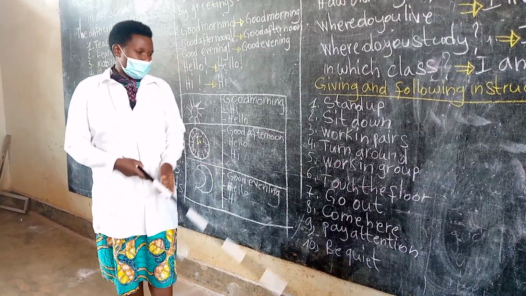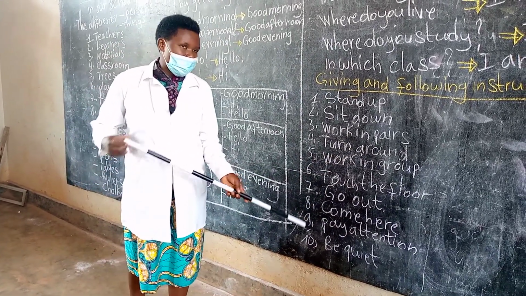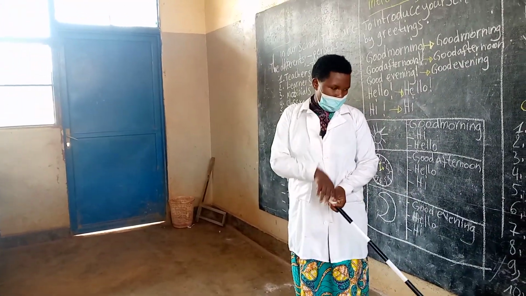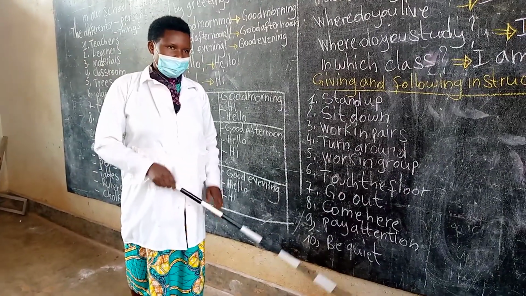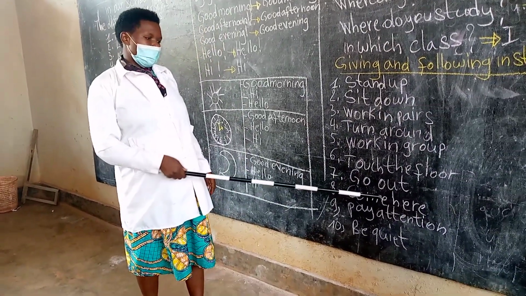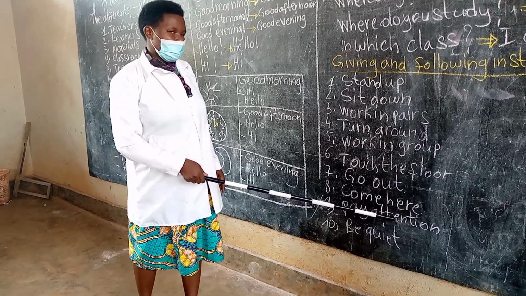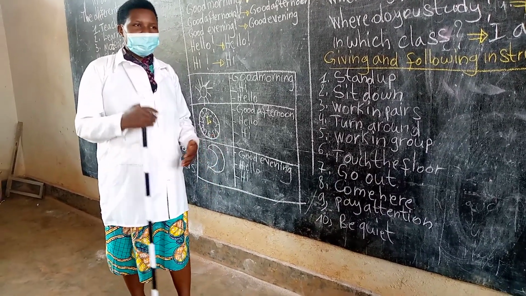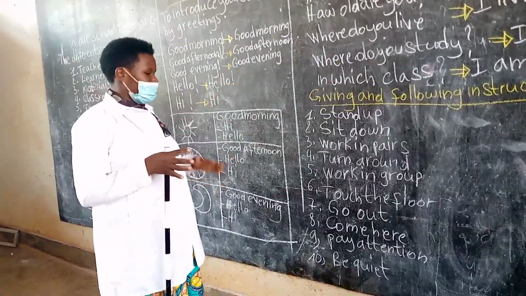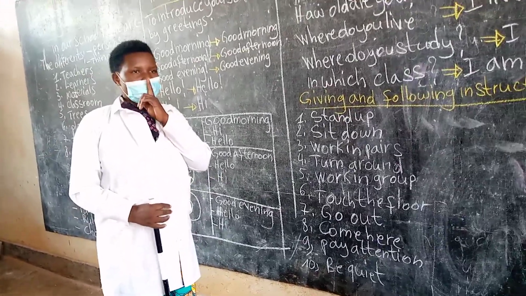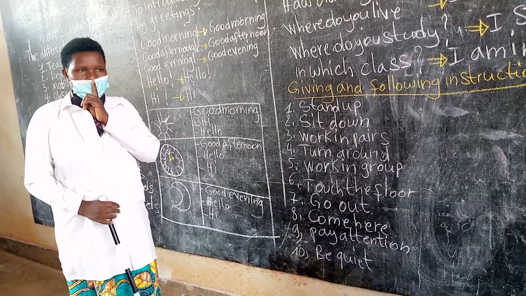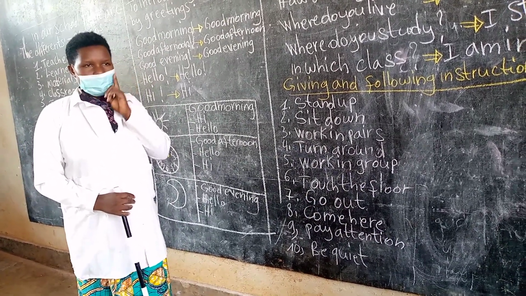When you tell the runner to go out, show him or her the door that they will pass through. Come here. This instruction can be understandable. Pay attention. When there is shouting at the same time, you have to say, pay attention. When you do this, the runner listens to what he wants to say.